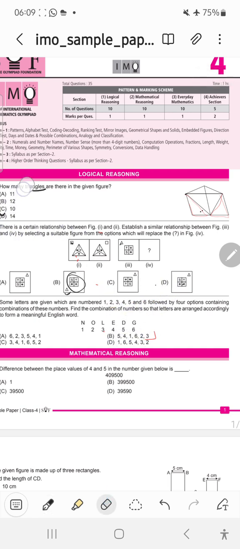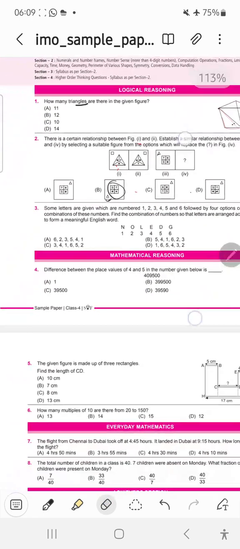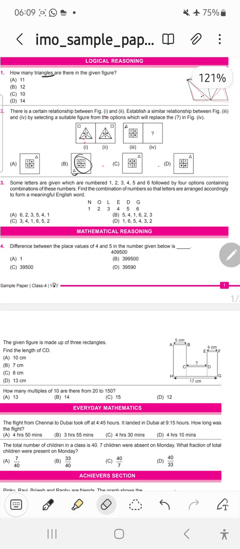In question number three, we have some letters given, which are numbered 1, 2, 3, 4, 5 and 6, followed by four options containing combinations of these numbers. Find the combination of numbers so that the letters are arranged accordingly to form a meaningful English word. So the letters are N, O, L, E, D, G.